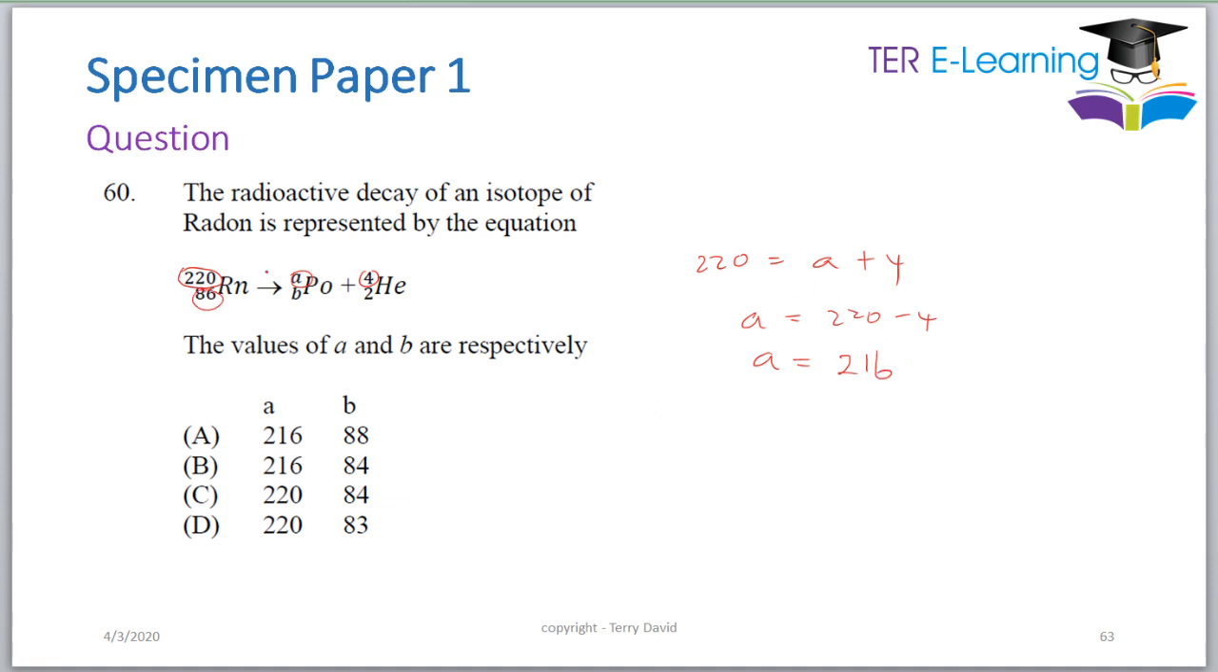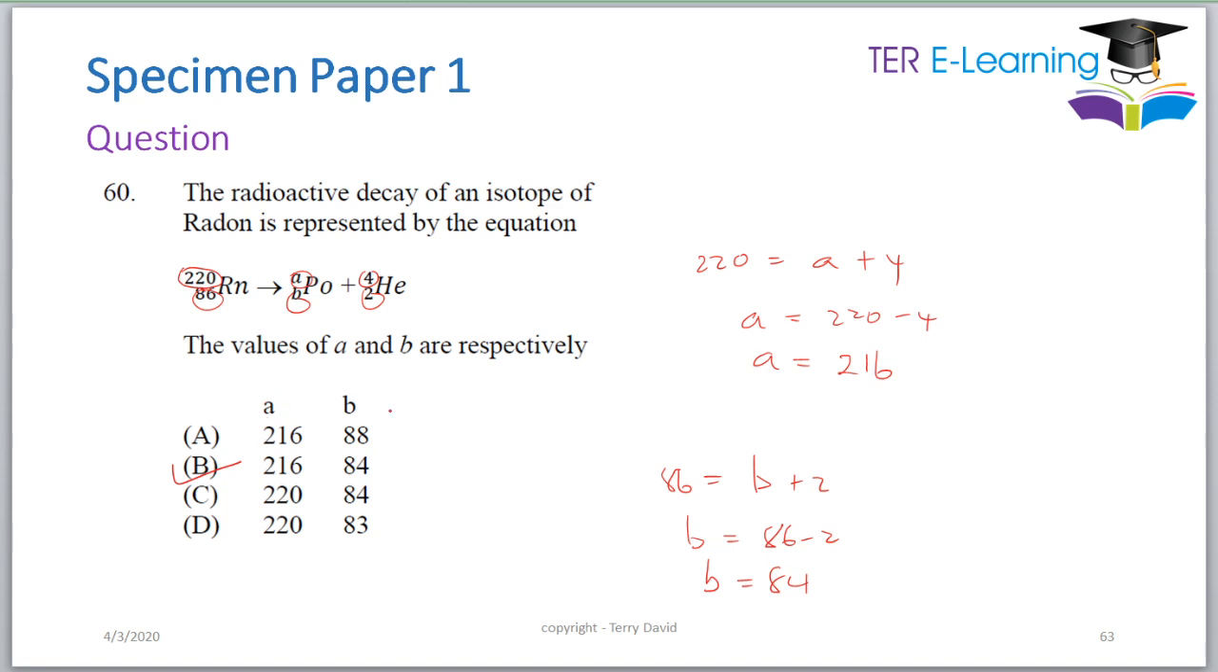And then if we look at the atomic numbers now, we can say that 86 is equal to B plus 2. So B is 86 minus 2. So B is 84. So it's 216 and 84. So the answer is B.